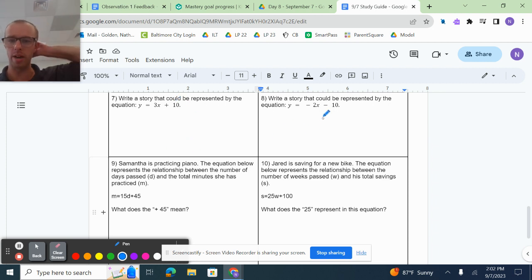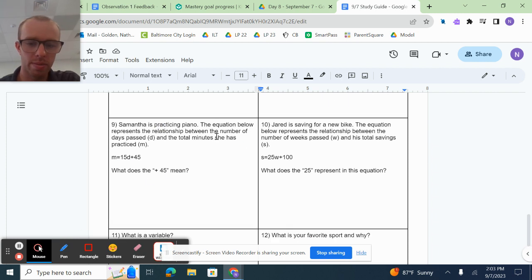So when I look at number 8, write a story that can represent this equation. Well, where does this start? This starts at negative 10. The constant is negative 10, and it's going down by 2. If something starts in the negatives, I could say, again, I'm not going to write anything down, I could say, lovely Anna is 10 feet below ground. She goes down 2 feet every minute. And so she starts below ground, negative 10, and she's going down, negative 2 feet per minute. I could say Mr. Golden has $10 in debt. He loses $2 more every day. Okay?